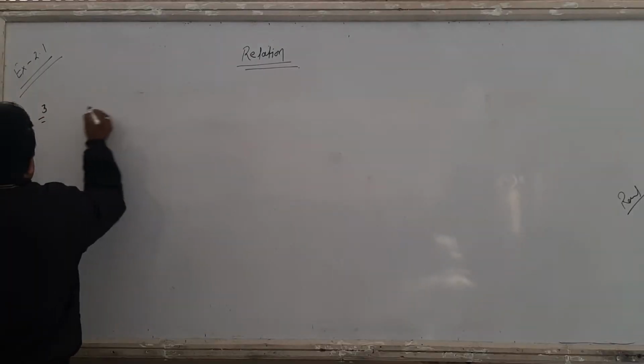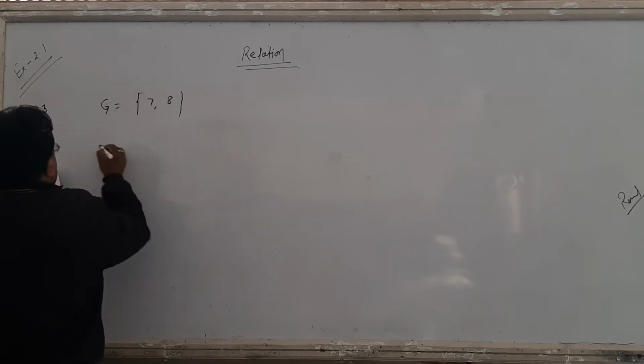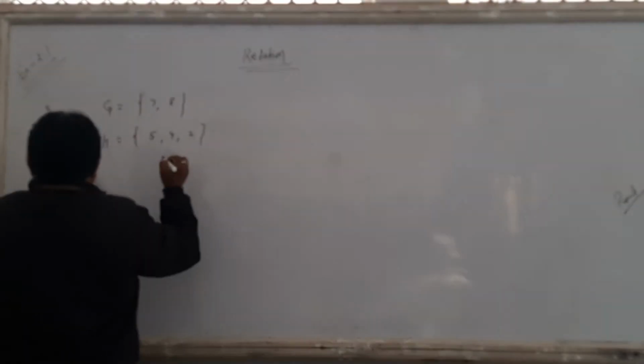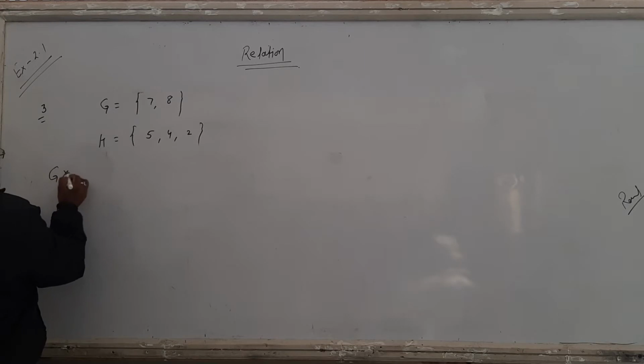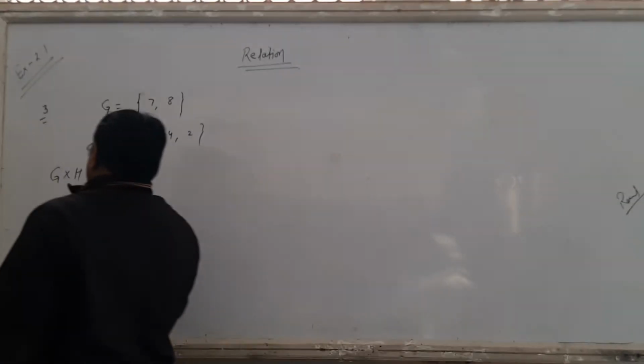Now look here. First thing, student: to understand relation, we need to understand what the Cartesian product is. For example, Exercise 2.1, question number three. There are two sets given. Set G has two elements. Set H also has three elements: 5, 4, 2. Find G cross H. This is the Cartesian product, that means the product of two sets. Find G cross H and find H cross G.